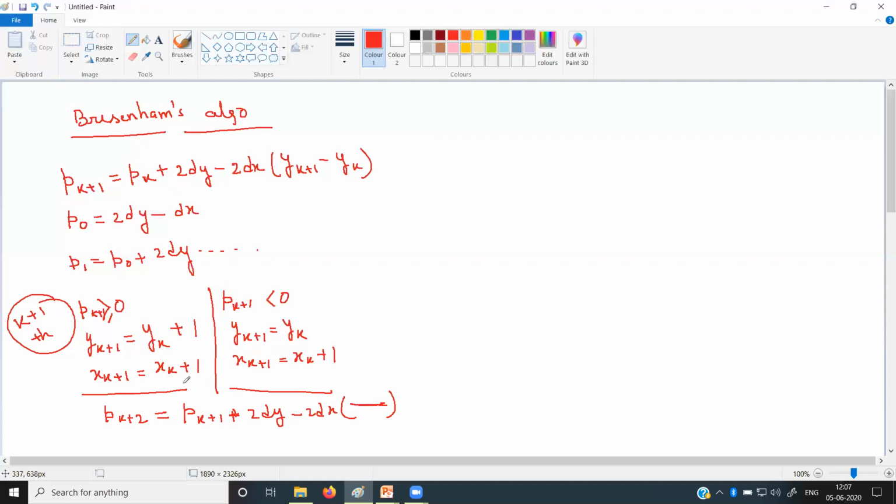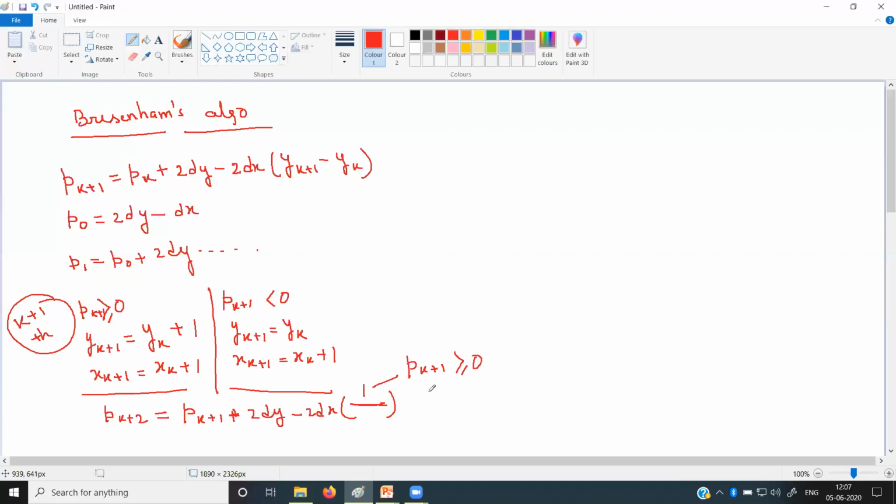Now, see, if the first condition is satisfied, in that case, what will be the yk plus 1? The yk plus 1 is yk plus 1. So basically, these terms, after cancelling the yk terms, we will get 1. So here, we will get only 1. So if the first condition is satisfied, fine. But if the second condition is satisfied, then we will get 1 when the value of pk plus 1 is greater than or equal to 0.